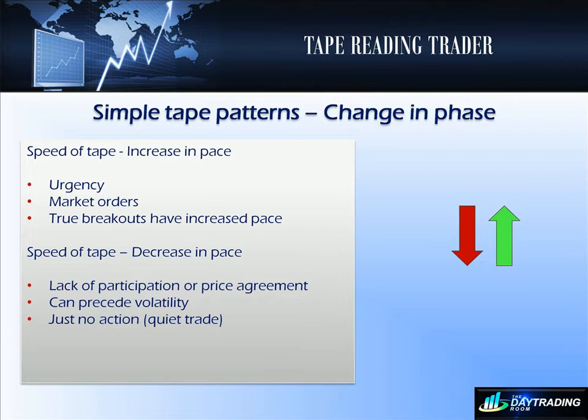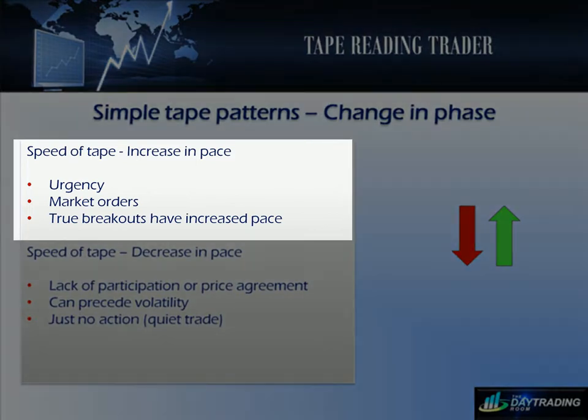Now the first one is change in phase. There are two types of change in phase: there's change in speed of the tape and there's change in size of the orders on the tape. When I'm talking about the tape in this instance, I'm talking about the time and sales. Now we want to see the speed of the time and sales. We're seeing the orders scrolling through on the time and sales, both filtered and unfiltered, and we want to see what happens when we get an increase in pace.